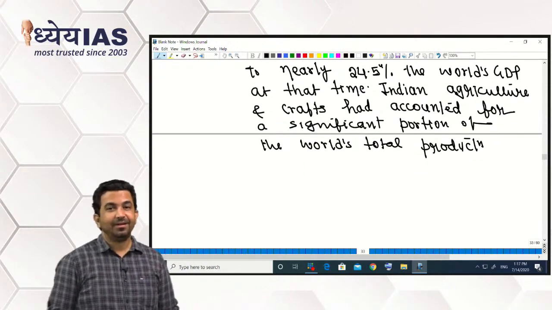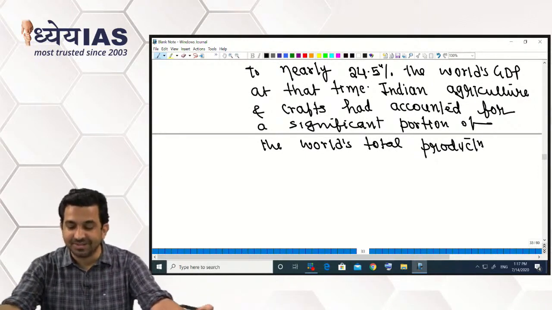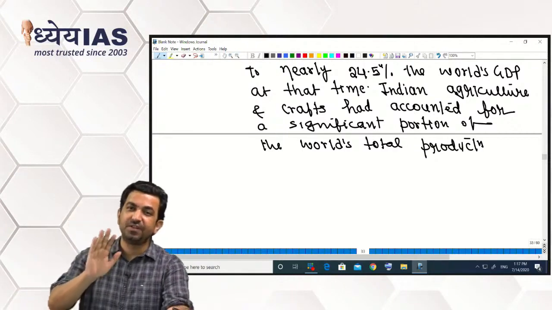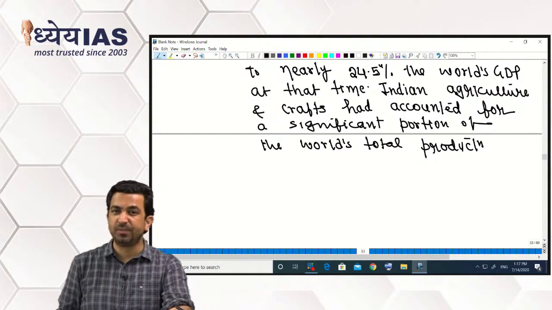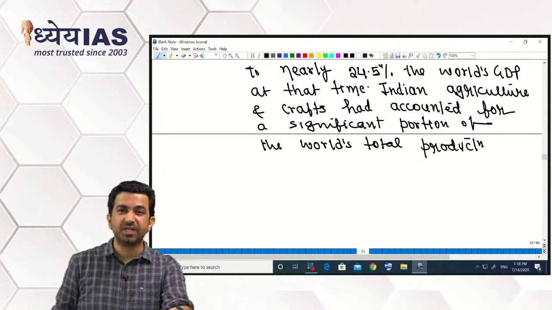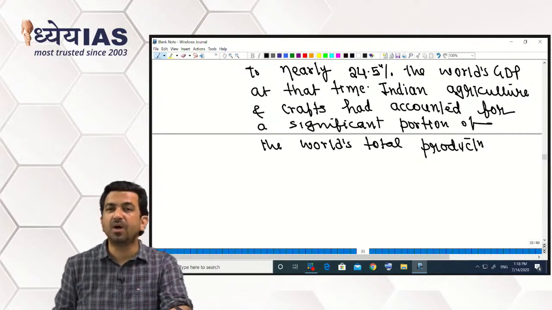And you people would be surprised to know that at that time, the gross domestic production of India, the GDP of India, was 8.5 times greater than the GDP of Great Britain. So the economy of India was in such a strong position that the Indian economy was 8.5 times larger than the economy of Great Britain. And such a powerful country like India became a colony of the British East India Company.